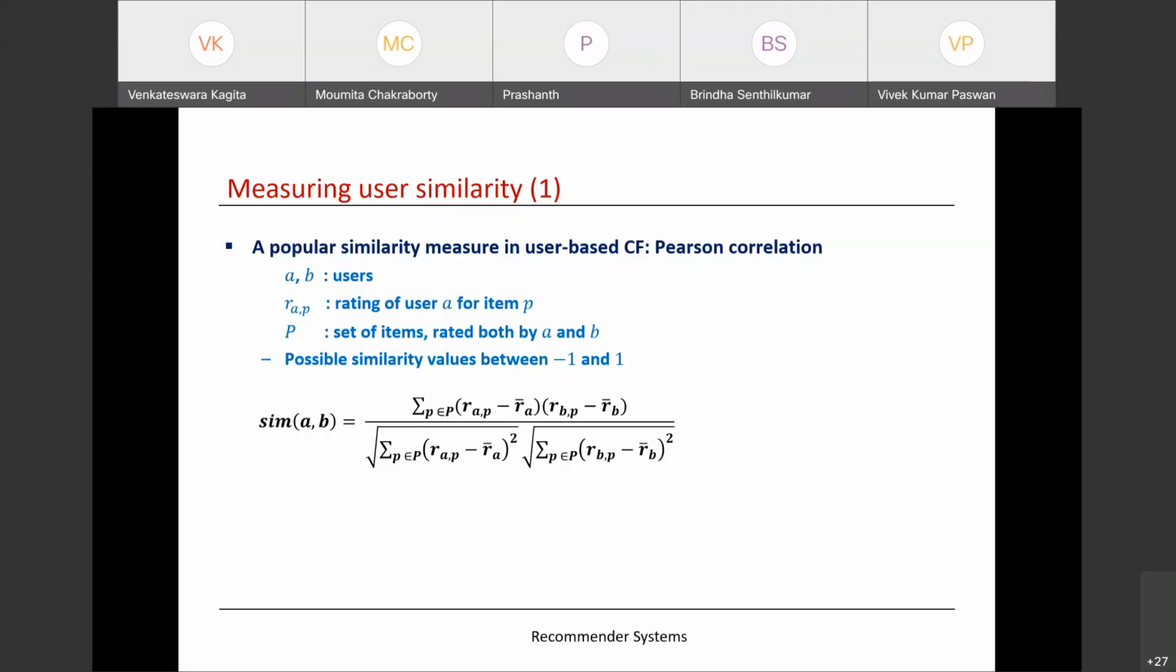subtract the average from the rating. Okay, so you're taking the commonly rated items, and for each item you're subtracting the average from that rating. So this gives whether user A likes this item or dislikes the item. If it is negative, it means that he disliked the item. If it is positive, he liked the item. Similarly, this gives whether user B likes that item or dislikes the item.